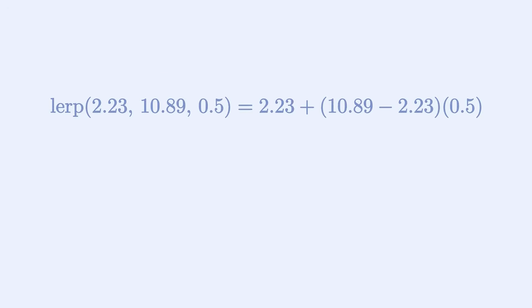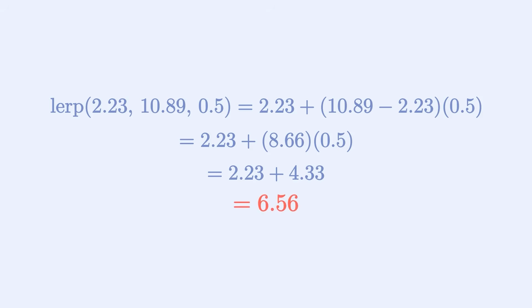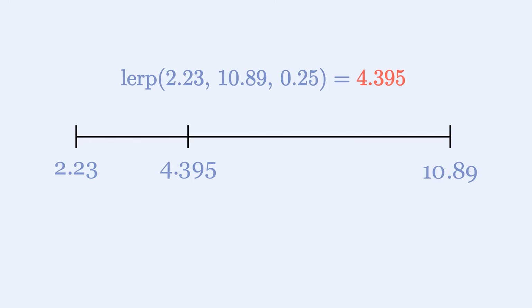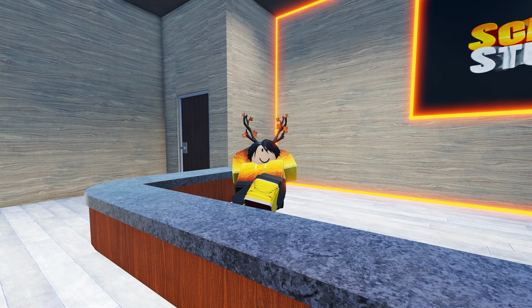So we can just plug in the numbers onto our equation. Our A is the number on the left, the 2.23, our B is the number on the right, the 10.89, and our T is a decimal. So 50% is equal to 0.5, and that is our T value. And as a result, we get 6.56. That is the number that is in the middle of 2.23 and 10.89. And what if we want to find the number that's 25% of the way in between 2.23 and 10.89? In this case, we can just use the same formula, but instead of T equals 0.5, we will use T equals 0.25. So now that we understand how the formula works, let's apply it to Roblox.